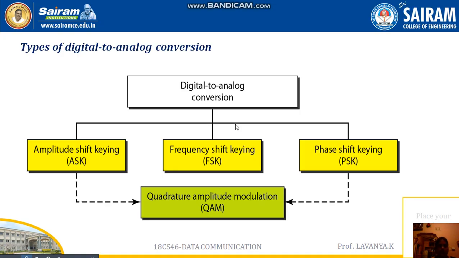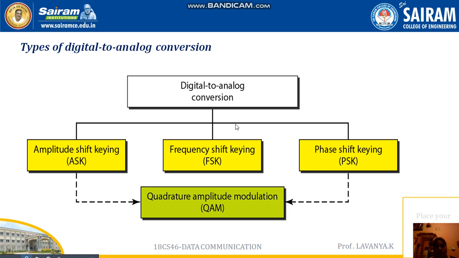Yes, good morning, students. Today I am going to explain the types of digital to analog conversion. In the last video I explained what digital to analog conversion is, in depth, and how it works: what digital data we use and how the digital data is converted into an analog signal. Today I am going to explain the different methods, or different types, of digital to analog conversion. How is it going to happen?